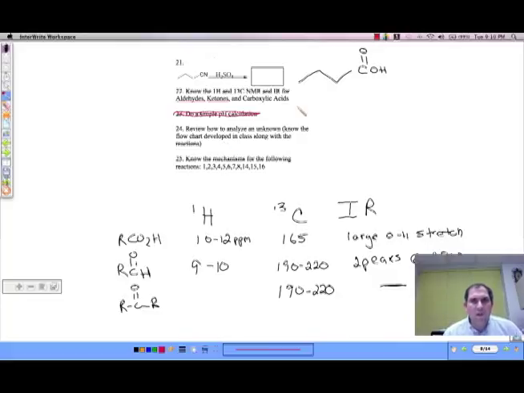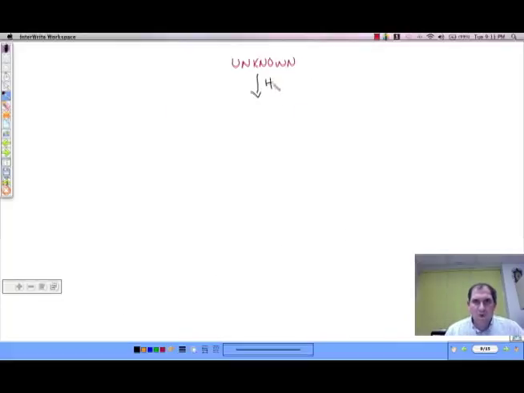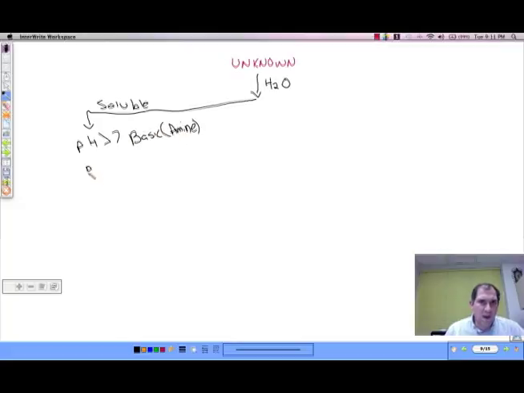Go over that unknown flow chart. This would be water solubility, right? Over here we said this would be soluble. And if the pH was greater than 7, basic, like an amine. And if the pH was less than 7, then this was acid.